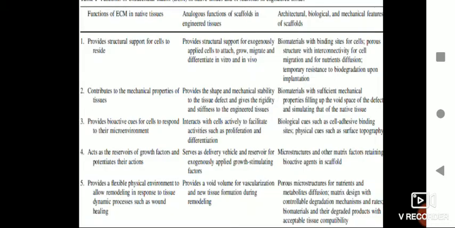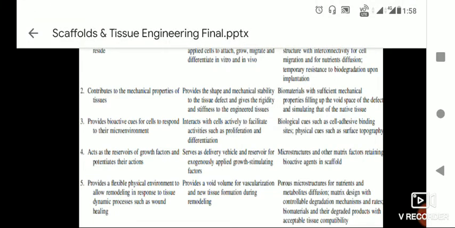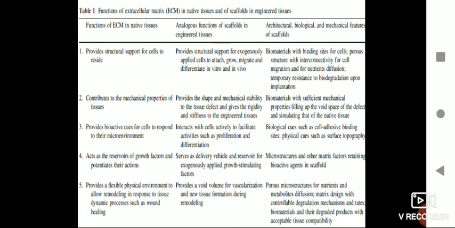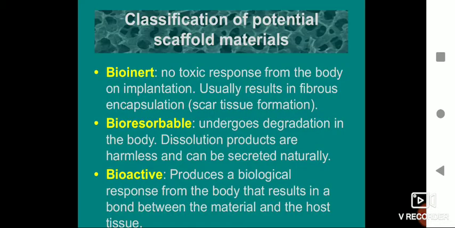Very important 2-mark question. This table gives you the comparison between the functions of an extracellular matrix in native tissue and that of a scaffold in a tissue engineered product. Please go through it. This will give you a clear idea. We have already understood this part, but this is another important 2-mark question which you need to remember so that you will understand the difference or how the scaffold functions as an extracellular matrix.